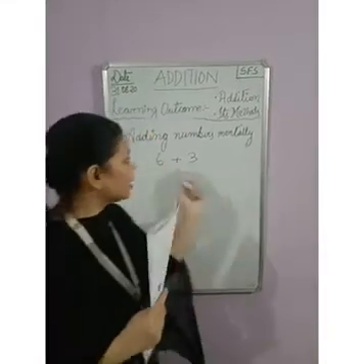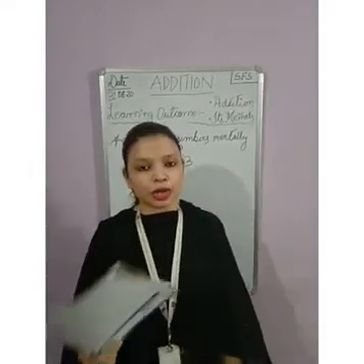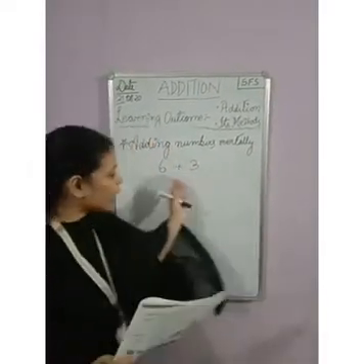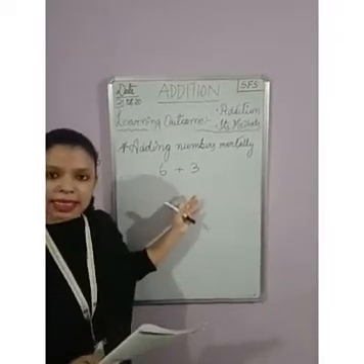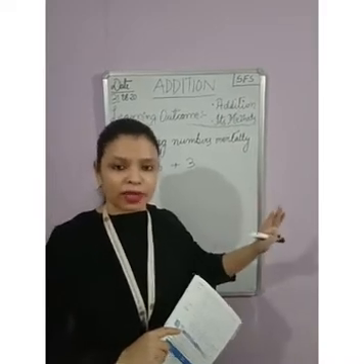Now it is adding numbers mentally. You have already studied how to add numbers mentally. For that I have taken an example, that is 6 and 3. Now this one we have to do without the methods of addition. How do we have to do it?